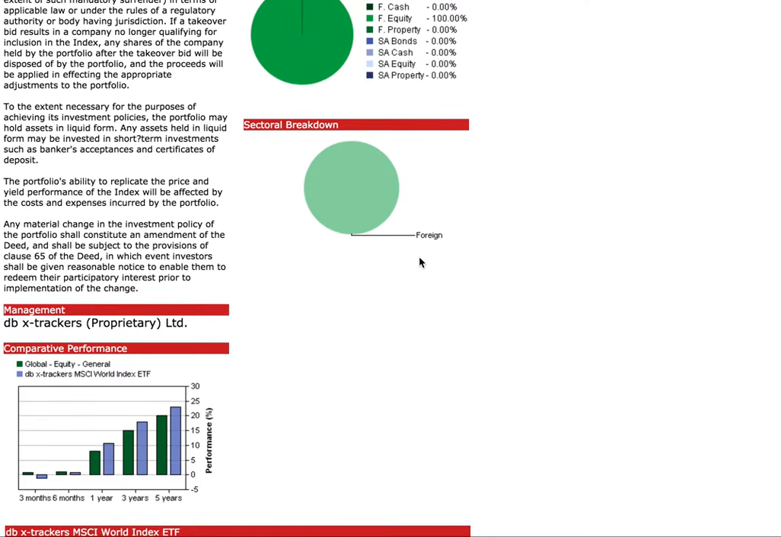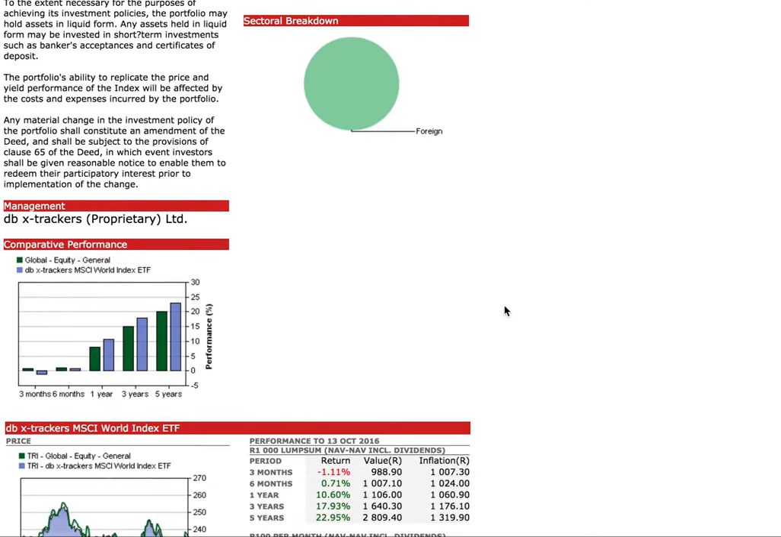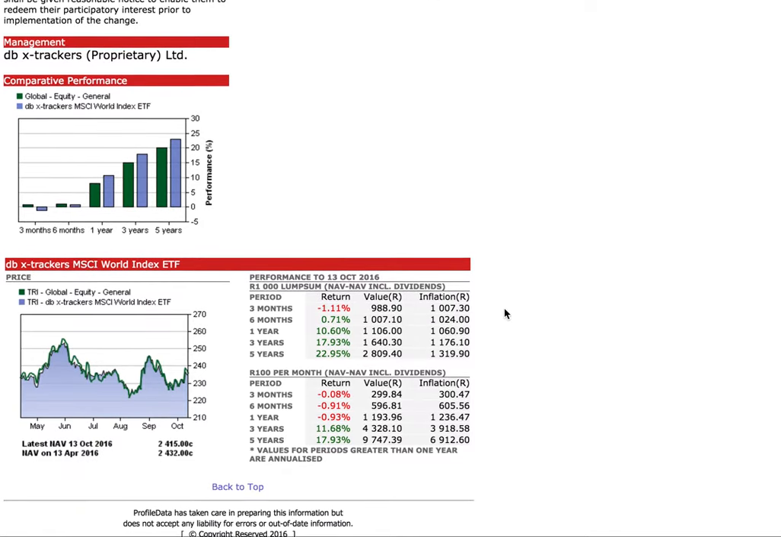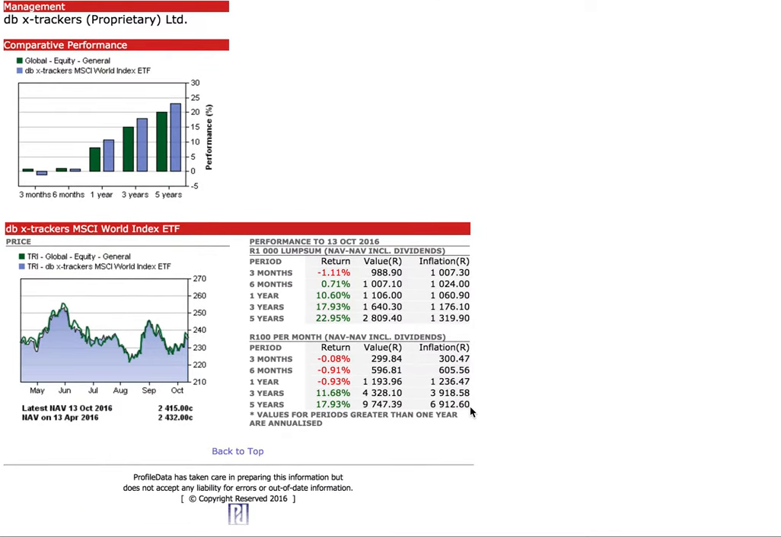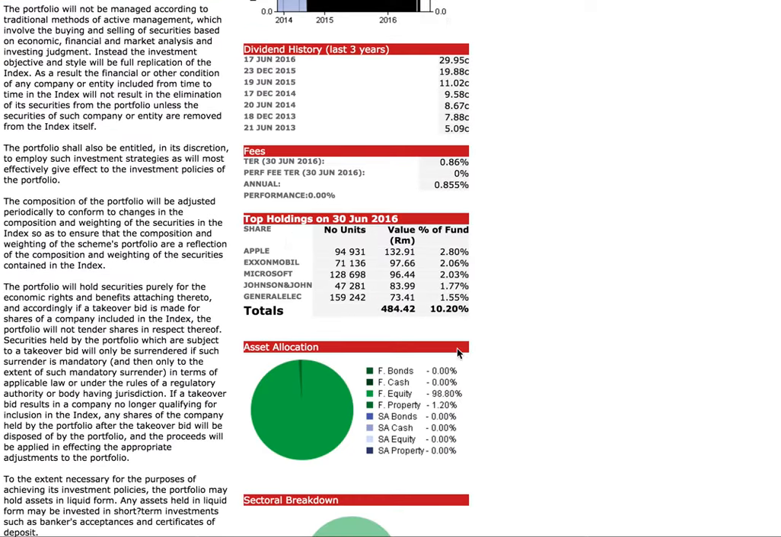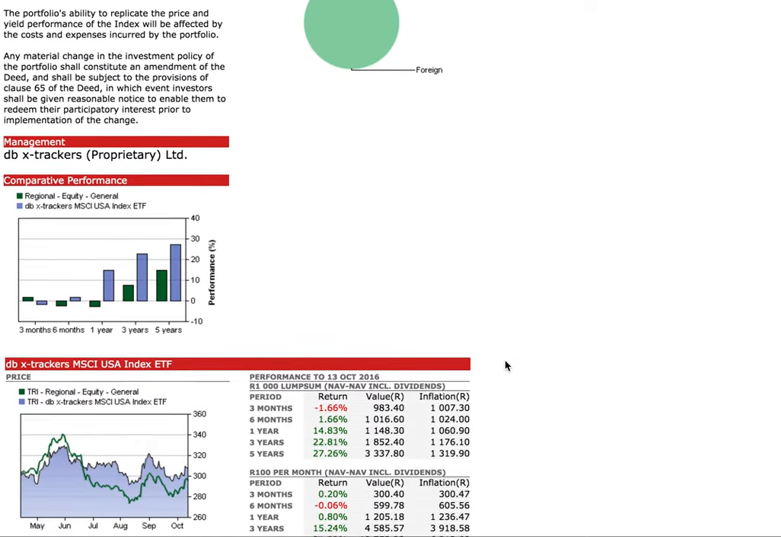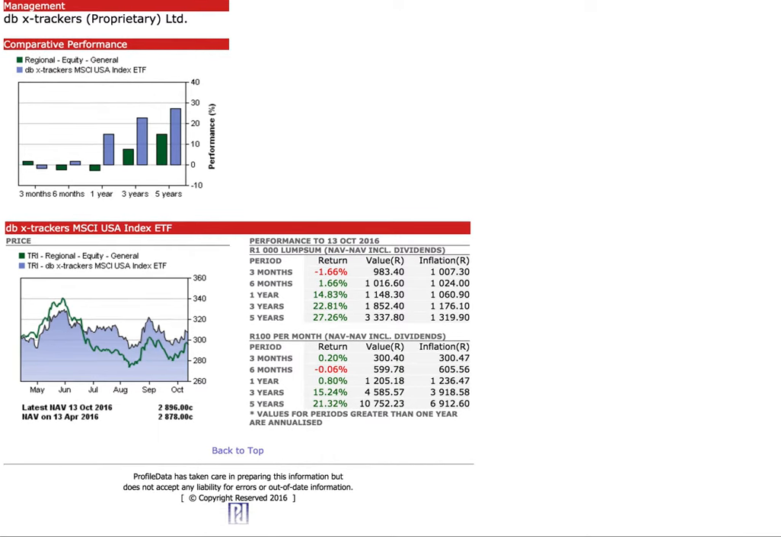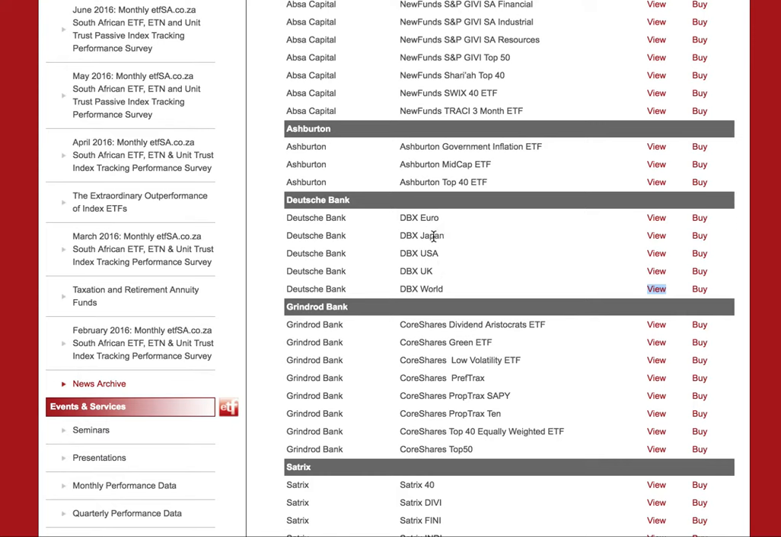I wish they would break up the sector, not just say foreign. You can't really draw much information from that. Although look at the world. The world hasn't been doing that great either. So far it looks like America, sorry, I'm jumping around a lot, is the best. But let's look at another country.